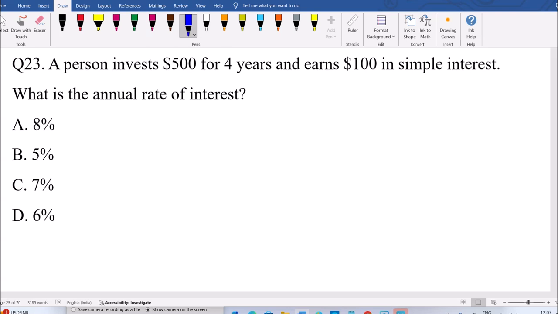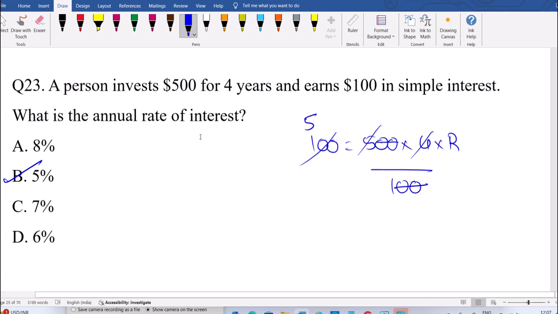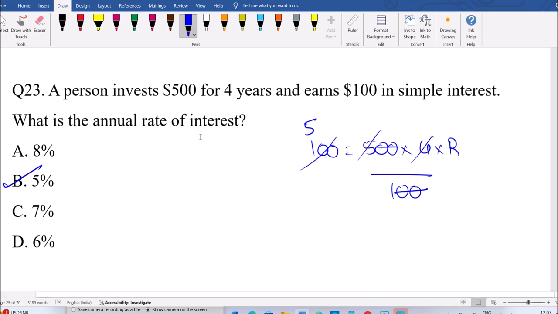Answer is I equals P into T into R divided by 100. Interest is given. Principal and timing are given, only the rate is not given. 5 into 2, 20, 25 times. R value 5. Rate of interest. This is a very easy and straightforward question. Annual rate of interest. So I is given, P is given, timing is given, rate of interest is what we need to find.